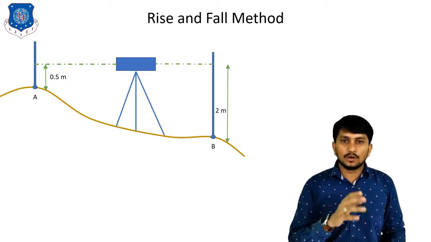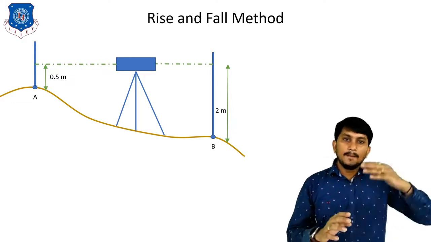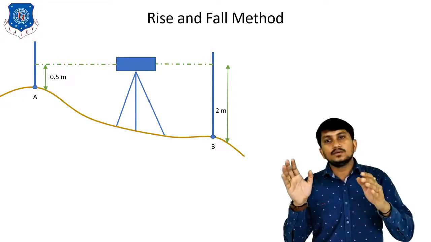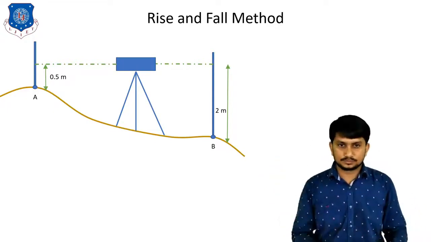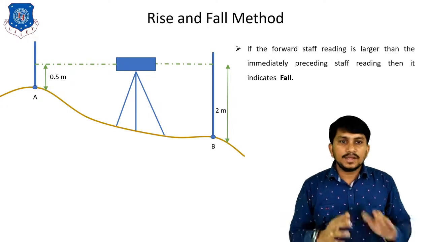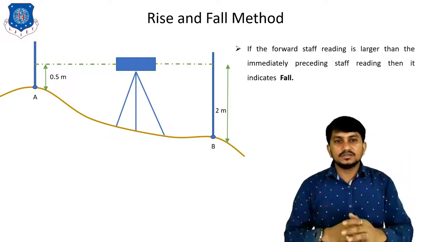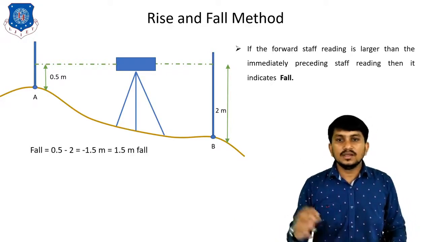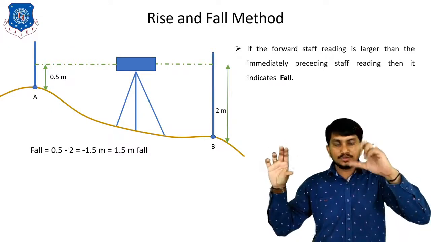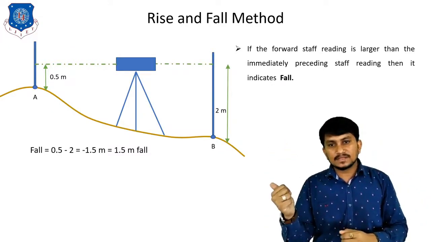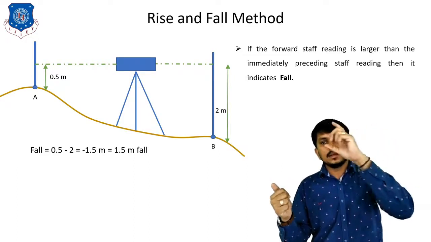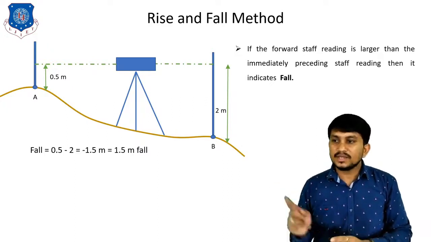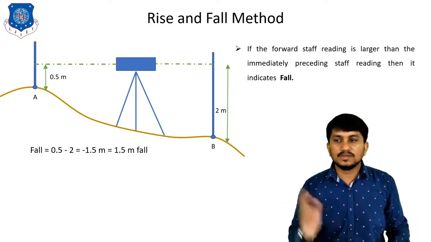To find out rise or fall, we have to deduct the forward staff reading from the preceding staff reading. So, we find 0.5 minus 2. If the forward staff reading is larger than the immediately preceding staff reading, then it indicates fall. So fall is equal to 0.5 minus 2 meter. Here the difference is in minus sign, so there is a fall. Here a 1.5 meter fall is there between these two points.